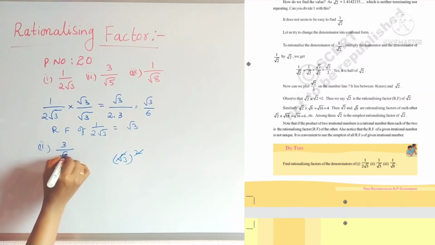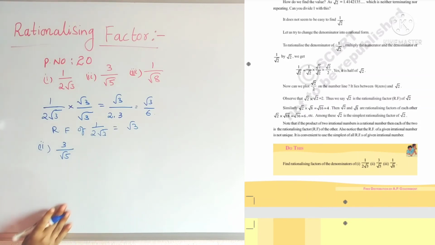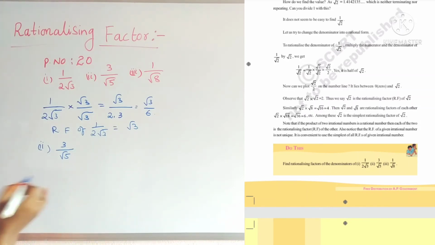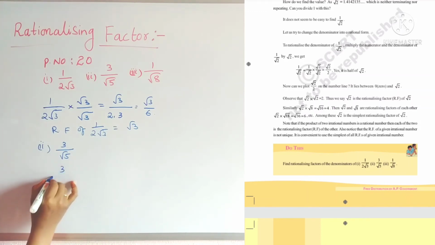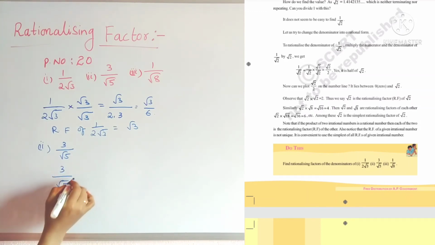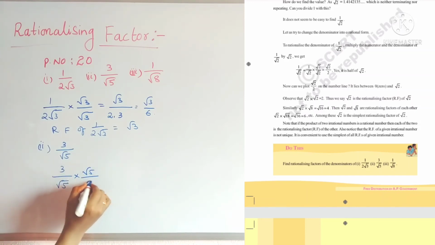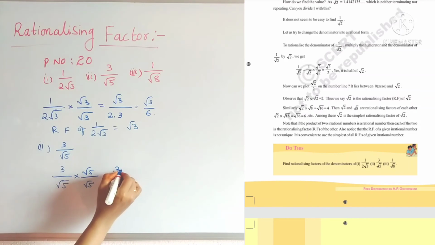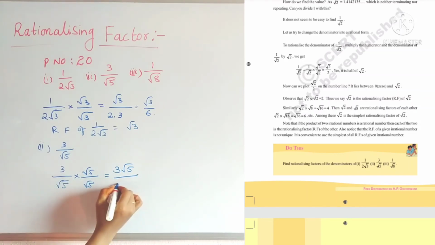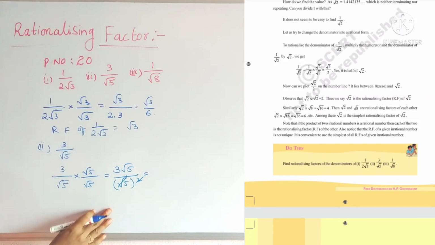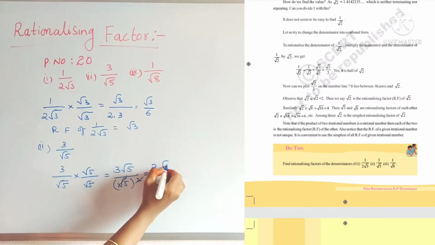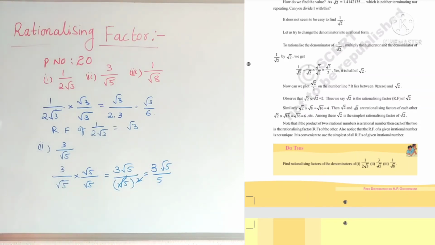Now our second one, 3 by root 5. What is the irrational number we are seeing in the denominator? Root 5. So here we have to multiply both numerator and denominator with root 5. 3 into root 5 is 3 root 5. Root 5 into root 5 is root 5 whole square, then square and root will get cancelled. I already explained this process. So this is 3 root 5 by 5. So the rationalizing factor of 3 by root 5 is equal to root 5.